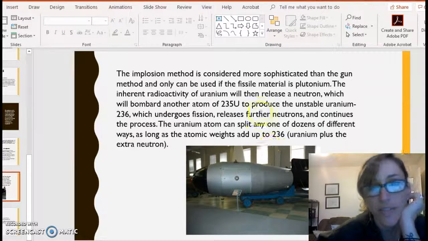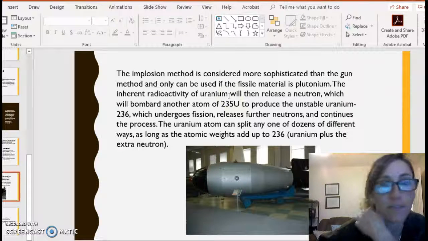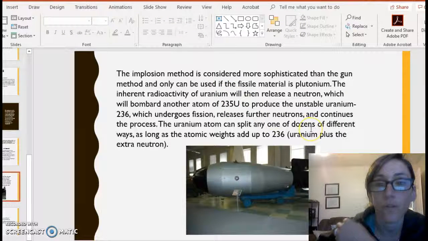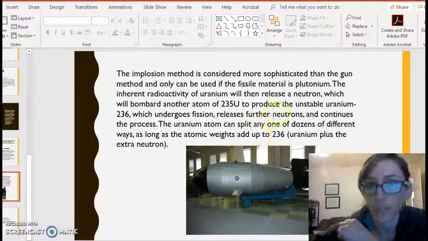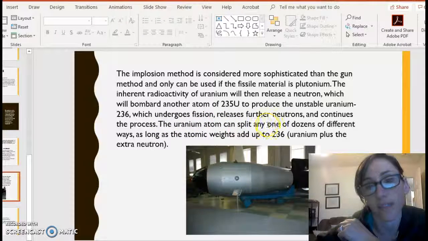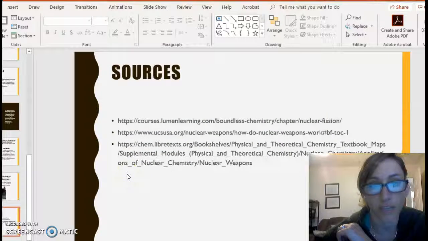The implosion method is considered more sophisticated than the gun method and can only be used if the fissile material is plutonium. The inherent radioactivity of uranium will release a neutron, which will bombard another atom of uranium-235 to produce the unstable uranium-236, which undergoes fission. This releases further neutrons and continues the process. The uranium atom can split any one of dozens of different ways as long as the atomic weight adds up to 236, uranium plus the extra neutron.